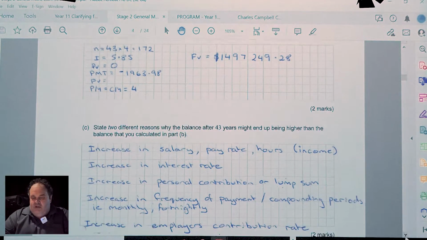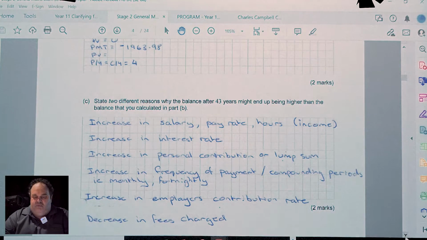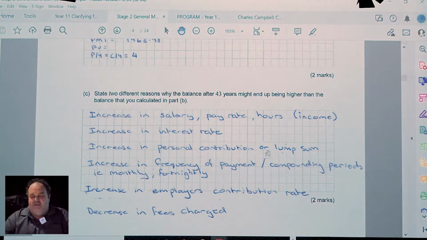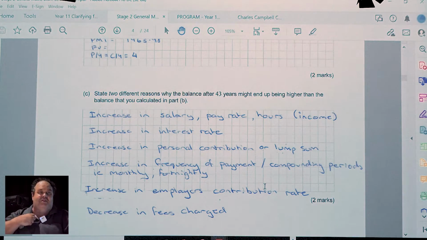Part C, there's a lot of possible answers there. If the student does the scattergun approach, if any of those answers are wrong, they lose marks. So even if they've got the first two right and then the next two are wrong, they'll lose the 2 marks. So we're not encouraging students to put down multiple answers. I've just put down all the ones I could think of at the time.